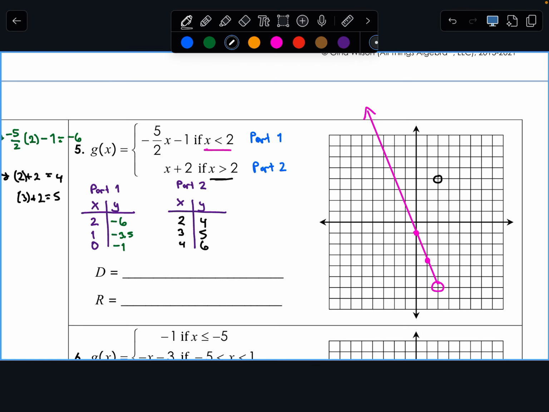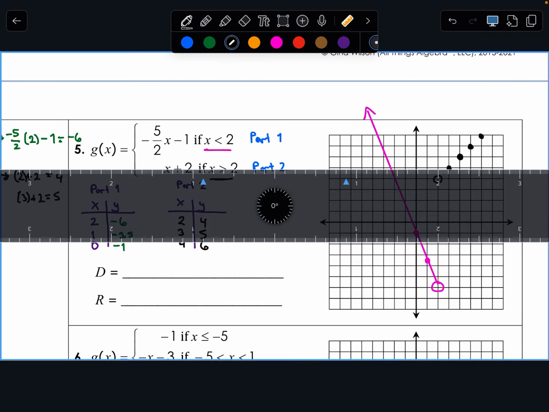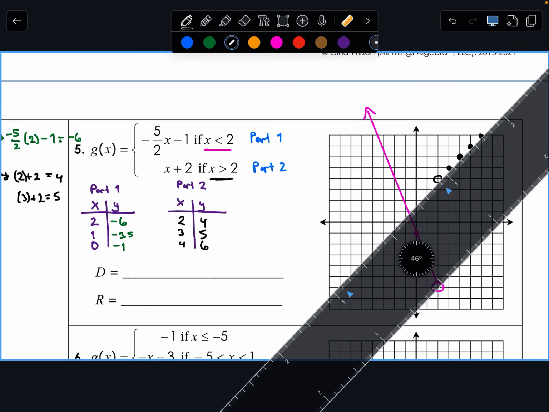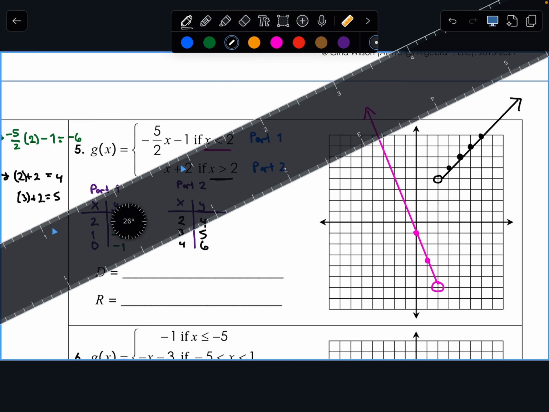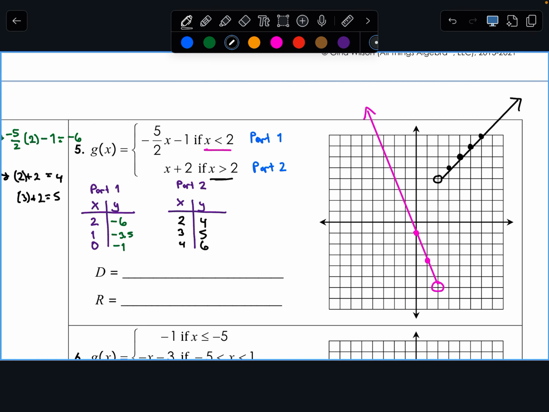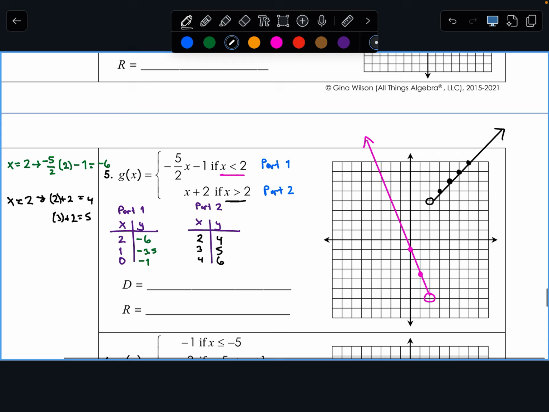Then I'm going to do 3, 5. So that's going to be right here. We're going to have 4 and then 6 right here. And then I can keep going like that until I get to the end. And then again, I'm going to use my ruler and connect those points. Okay, just like that. And then draw my arrow right there. So right now, we have the graph of this function. Okay? So all we did was graph part 1. We graphed part 2. Okay? And then we have those parts. Okay?